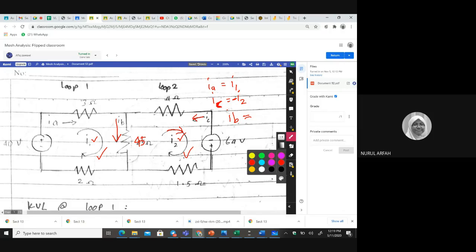Okay, let me change the color. I2 is moving this direction. This is I2. And I1 is moving this direction. So IB is basically equal to what?